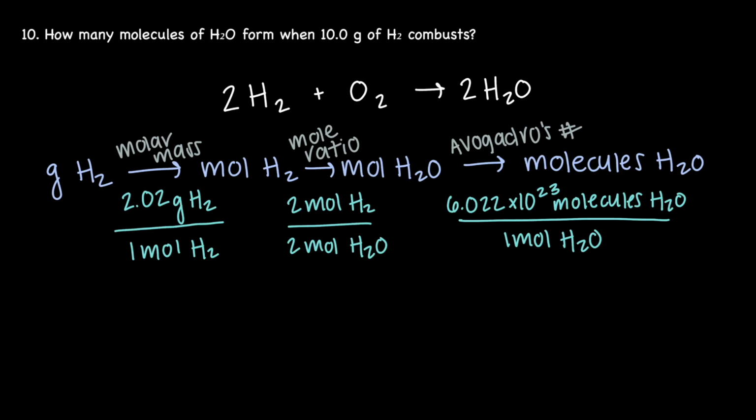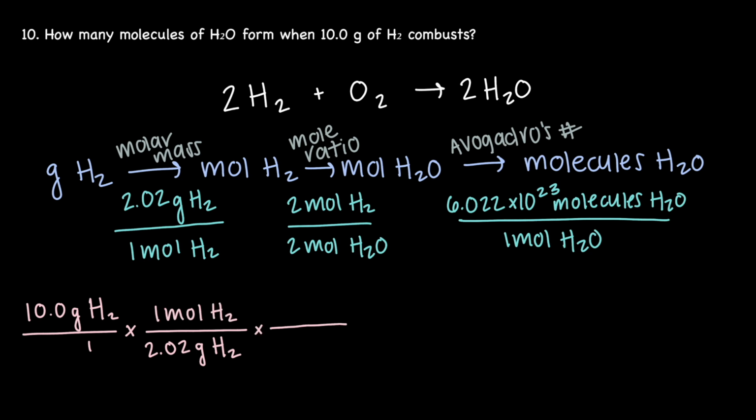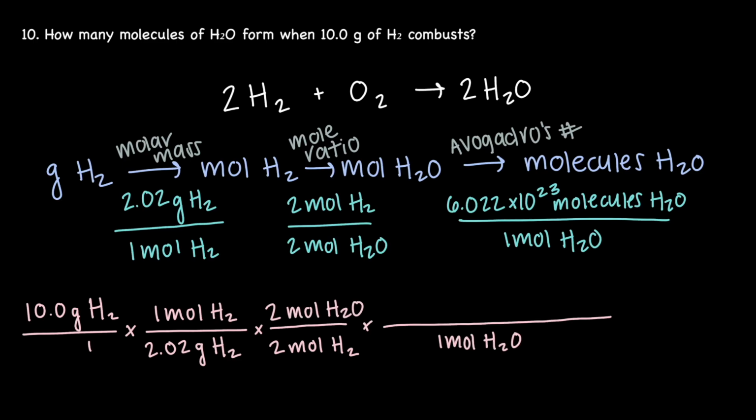Setting up all units to cancel, we start with the given value, 10.0 grams of H₂ over 1. In the next fraction, we put 2.02 grams of H₂ on the bottom and 1 mole of H₂ on the top. In the next fraction, we put 2 moles of H₂ on the bottom and 2 moles of H₂O on the top. In the last fraction, we put 1 mole of H₂O on the bottom and 6.022 times 10 to the 23rd molecules of H₂O on the top.